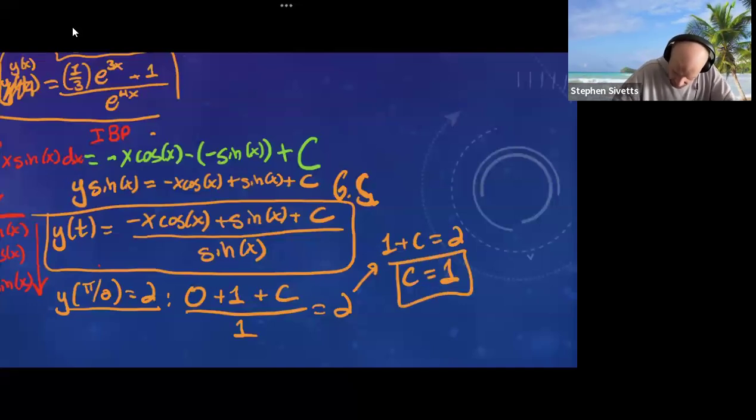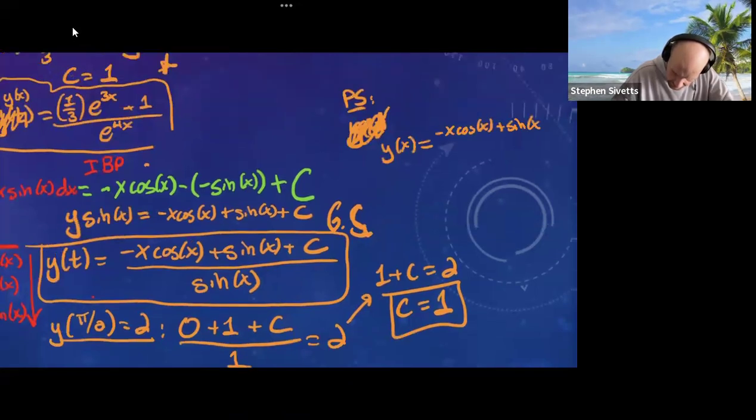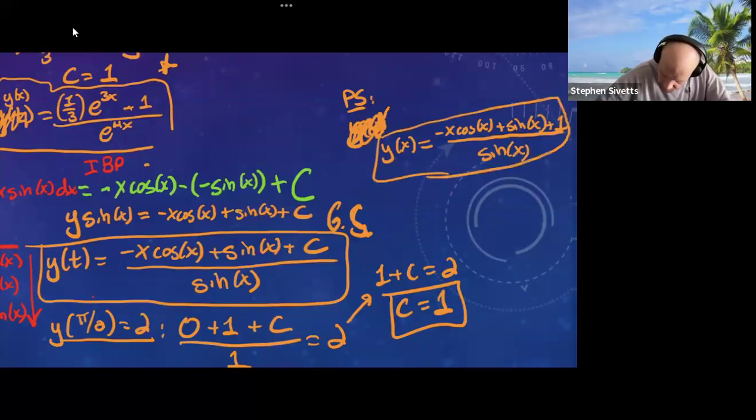And so we'll have our particular solution as y of x, not t. y of x is equal to minus x cosine x plus sine x plus 1, divided by sine of x. So that's your answer. Okay.